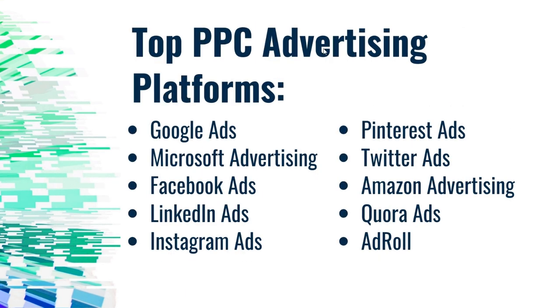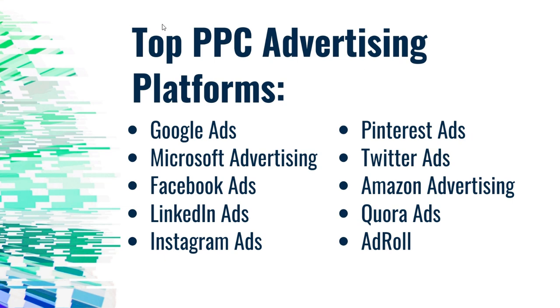So next, I just want to go over some of the top PPC advertising platforms, PPC advertising networks, whatever you want to call them. So Google Ads, Microsoft Advertising, which was formerly Bing Ads. You have Facebook ads, LinkedIn ads, Instagram ads, Pinterest ads, Twitter ads, Amazon advertising, Quora ads, and AdRoll. Now there's other ones as well. There's Outbrain, there's Taboola. So there's different PPC advertising networks that you can use and try. Personally, I would recommend getting started with Google Ads and Microsoft Advertising because that allows you to target people as they search. And then what I would do is expand to some of these other channels to see if you can find success for your business.